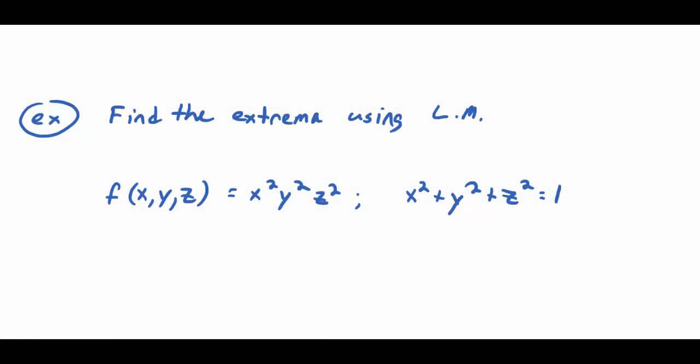Okay, you guys, let's do this example now. Let's find the extrema using Lagrange multipliers. The function is f of x, y, z equals x squared y squared z squared. The constraint is actually a sphere.